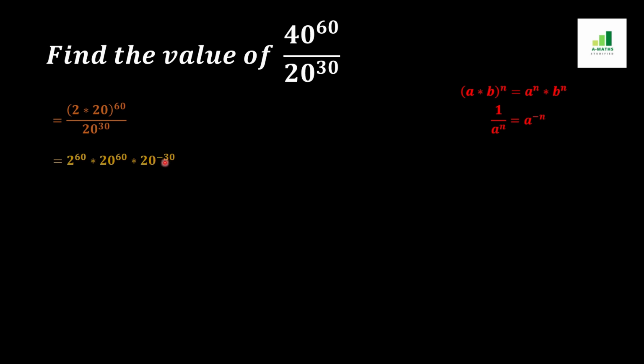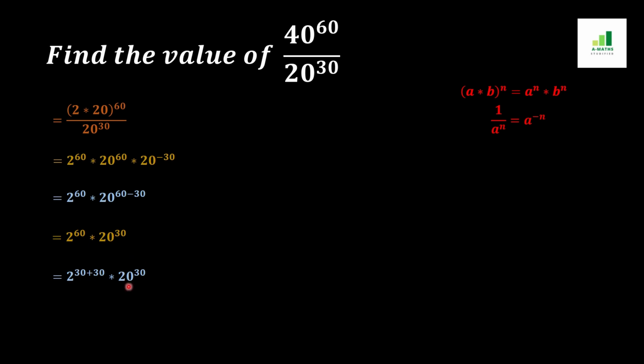In the next step we apply another basic rule of algebra, which is if the bases are equal, then their powers will add together. So here we apply this rule, and 2 to power 60 is the same as before. When we subtract 30 from this 60, we will get 20 to power 30. Now in the next step, we can write this value as 2 to power 30 plus 30, and 20 to power 30 is the same as before.